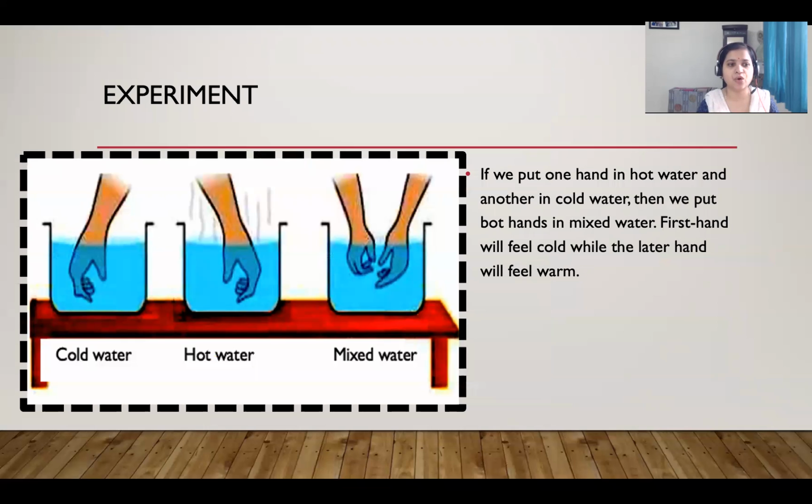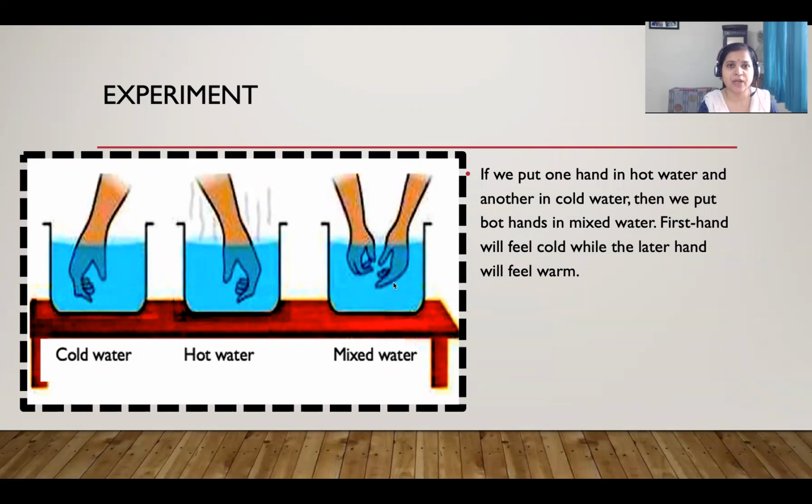Let's take some cold water in a container and some hot water in another container. And in the third container, mix some of the cold water and some of the hot water. This is the mixed water. This is warm water. Now put one of your hands in the cold water and another hand in the hot water. After some time, you put both your hands in the mixed water, that is the warm water.